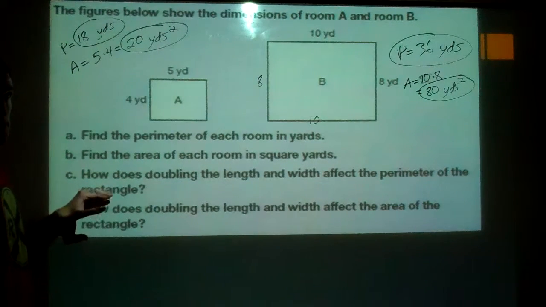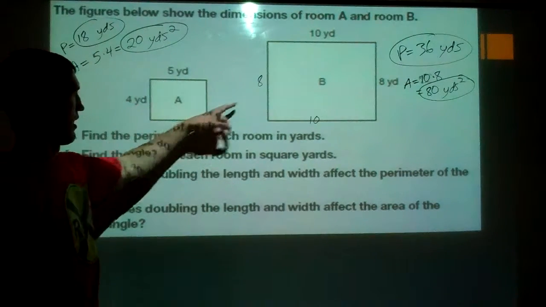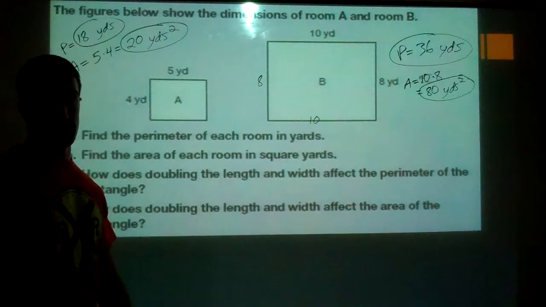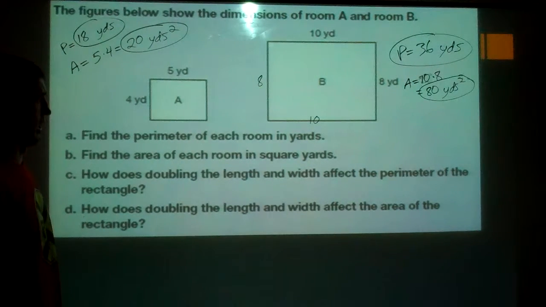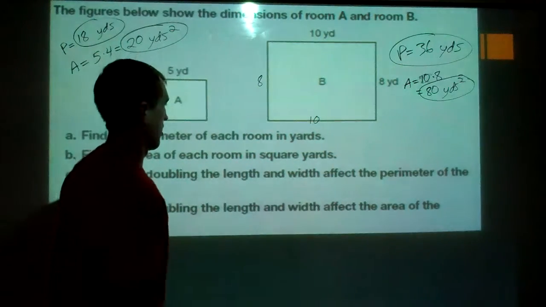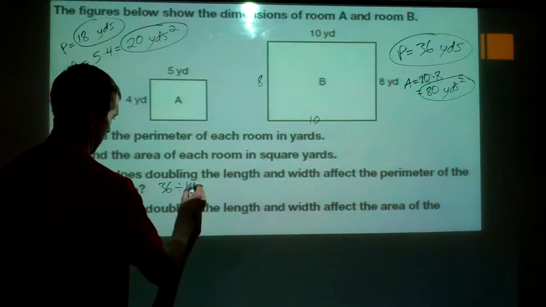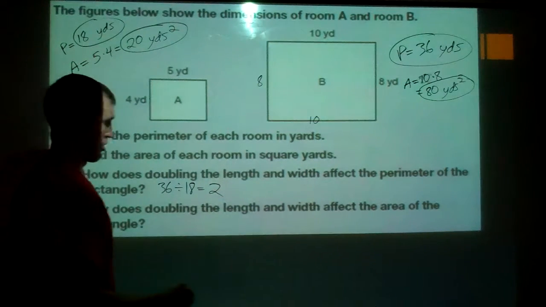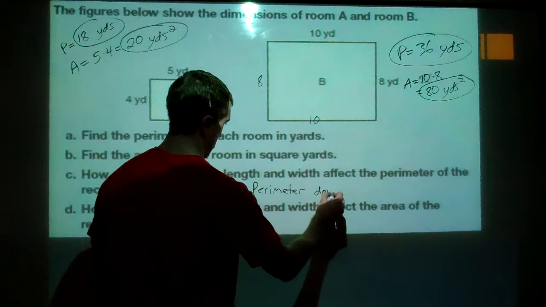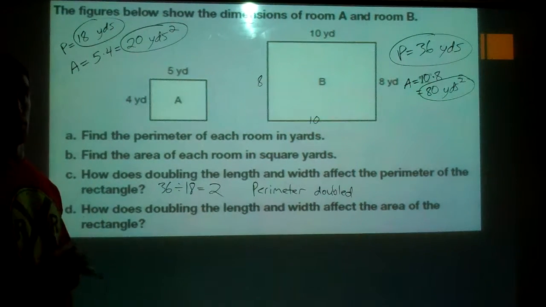Now, see, this tripped up some students today. How does doubling the length, which we did, 4 to 8, 5 to 10, so we doubled the length and the width, how does that affect the perimeter? Well, let's look at our perimeters. We have a perimeter of 18 here and a perimeter of 36 here. Well, 36 divided by 18 equals 2. So we find out that the perimeter doubled. Alright? So when we doubled the length and the width, the perimeter doubled.